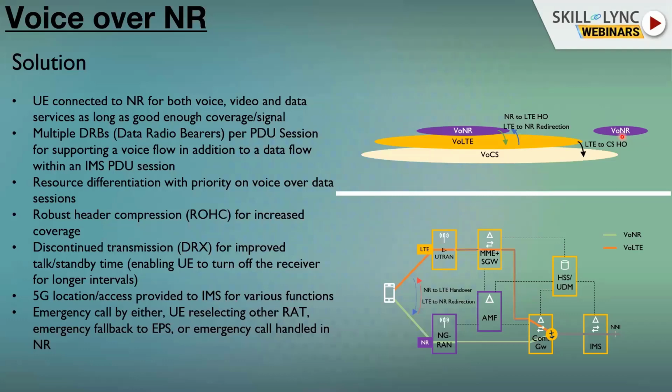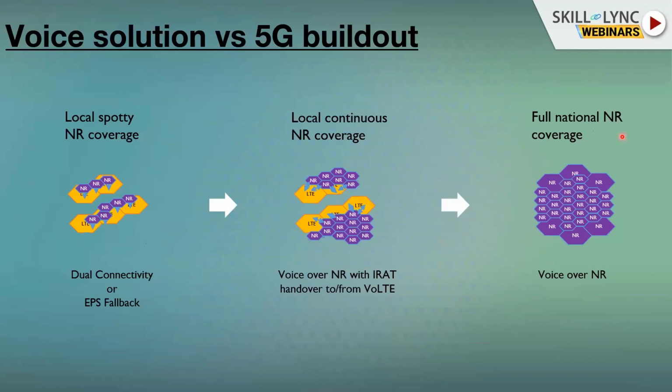Let's have a quick summary of all these three configurations and where we are using them. So this is one quick summary. If we have local spot NR coverage, we can use ENDC or EPS fallback. If we have local continuous NR coverage with the VoNR capability, we can use VoNR along with VoLTE, where we can have the VoNR to VoLTE IRAT handover. And if we have full nationwide coverage of NR, we can directly use VoNR. We need not fall back to any other technology.